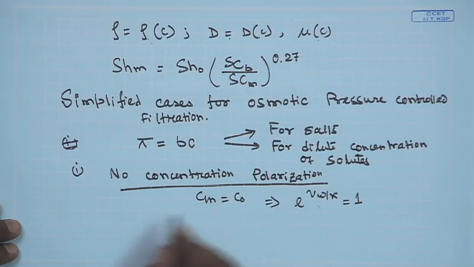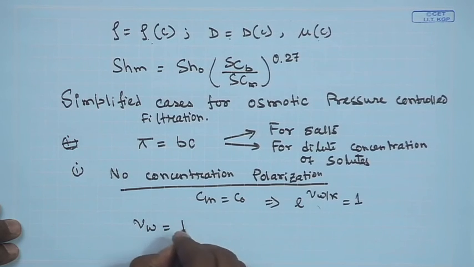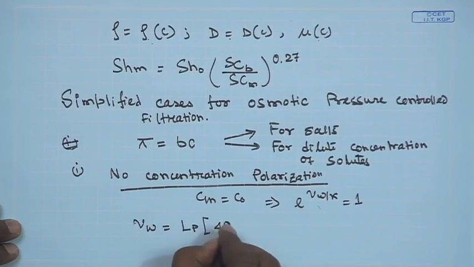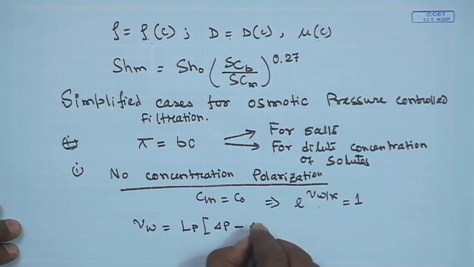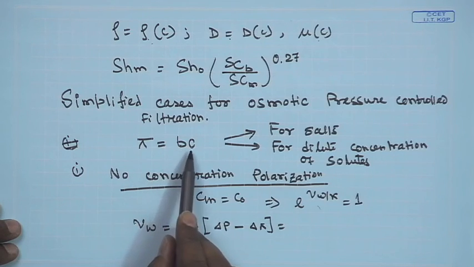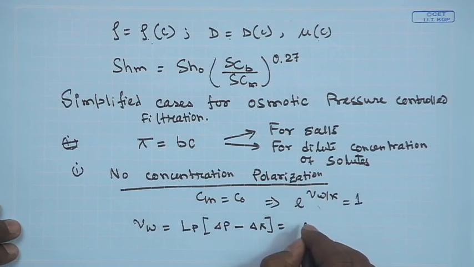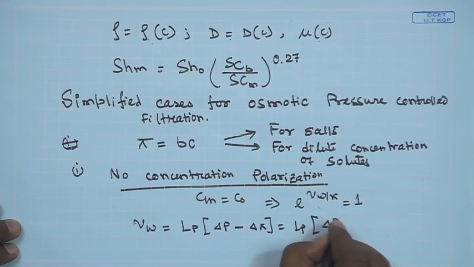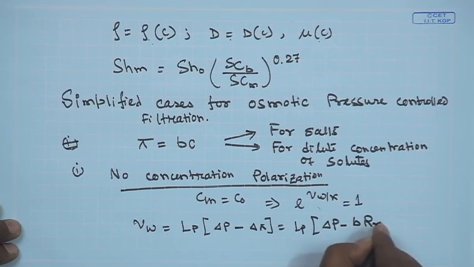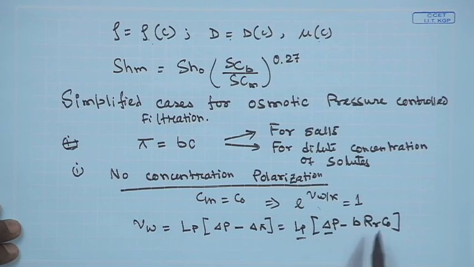Okay. So, permeate flux can be represented as Lp times delta p minus delta pi, and delta pi will be pi m minus pi p. So, it will be b times Cm minus Cp, and Cm is equal to C naught in this case. So, Lp times delta p minus b times real retention times C naught. So, we know all the values: we know Lp, we know delta p, that is the transmembrane pressure drop, we know b, that is the osmotic coefficient, real retention is known to us, feed concentration is known to us. So, we can get the value of Vw.